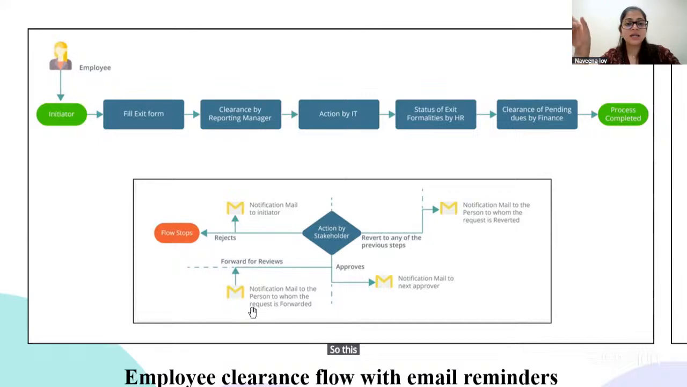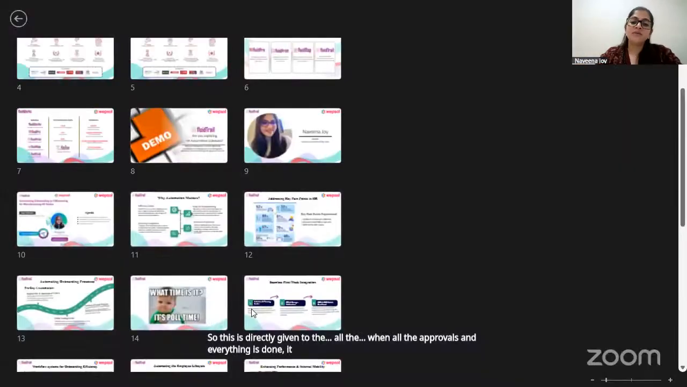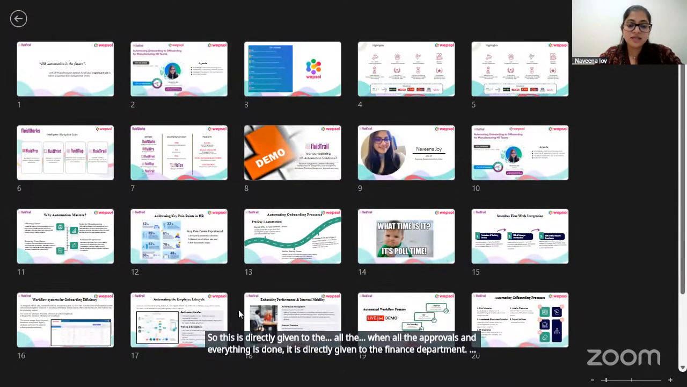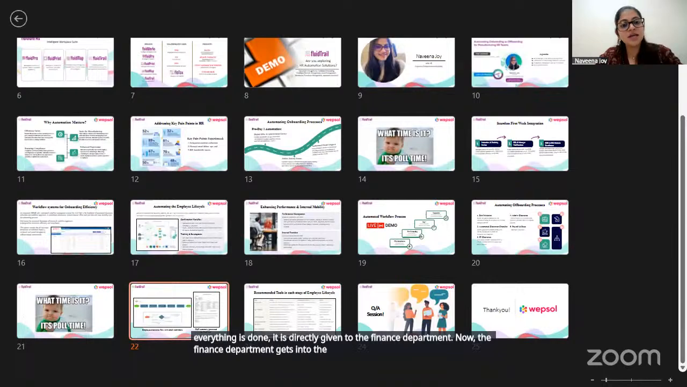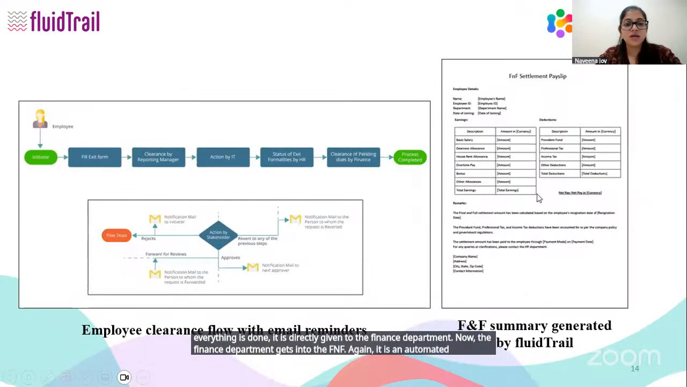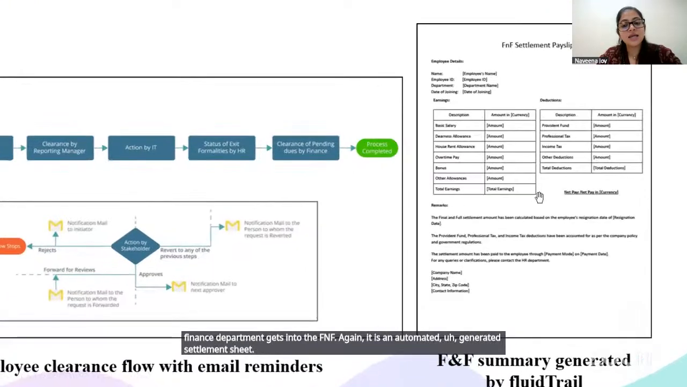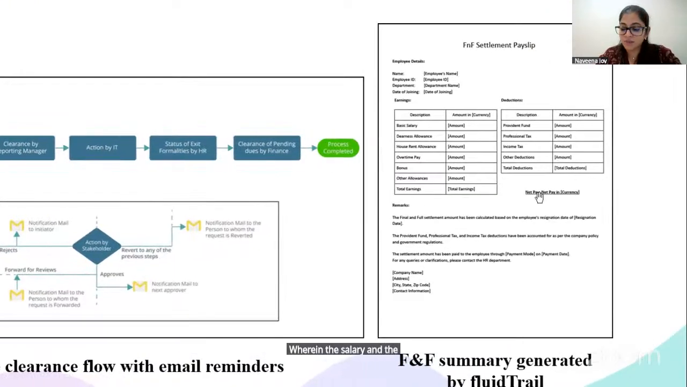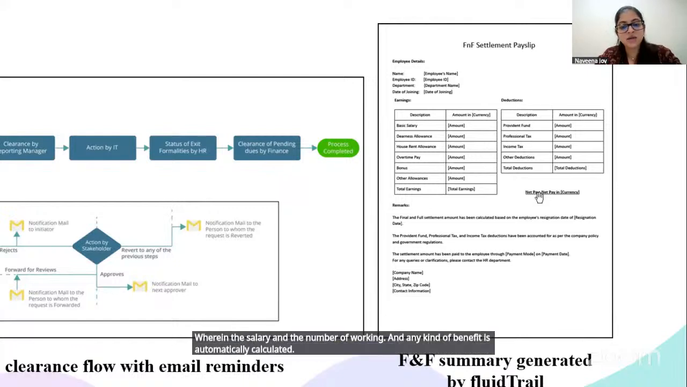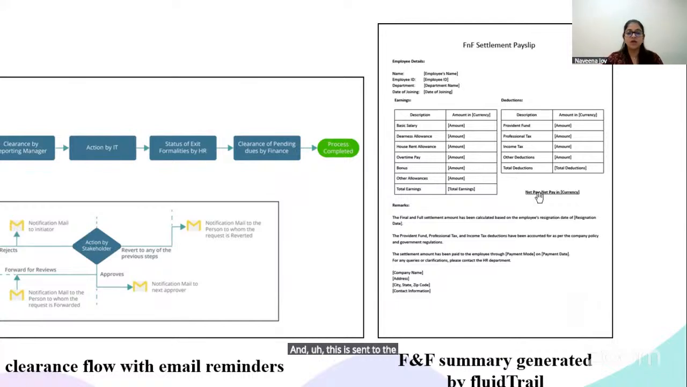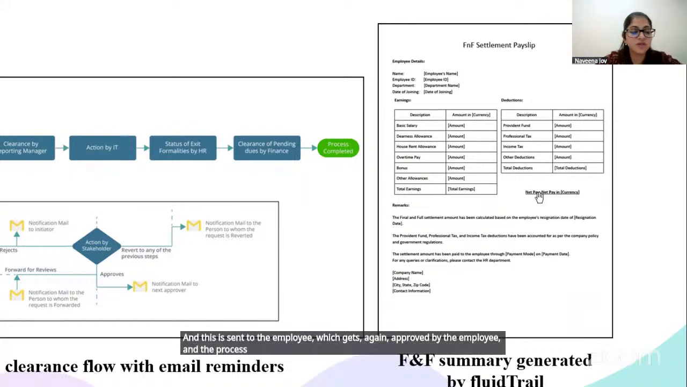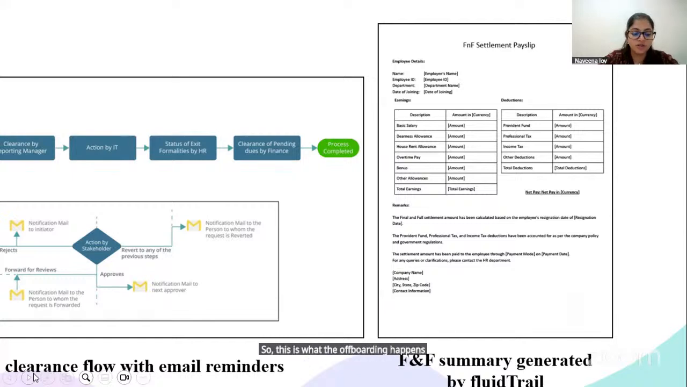Once all the approvals are done, it is directly given to the finance department. Now the finance department gets into the FNF. Again, it is an automatically generated settlement sheet wherein the salary, the number of working days and any kind of benefit is automatically calculated. This is sent to the employee, which gets approved by the employee, and the process of disbursement gets into place. So this is how offboarding happens in terms of automation.